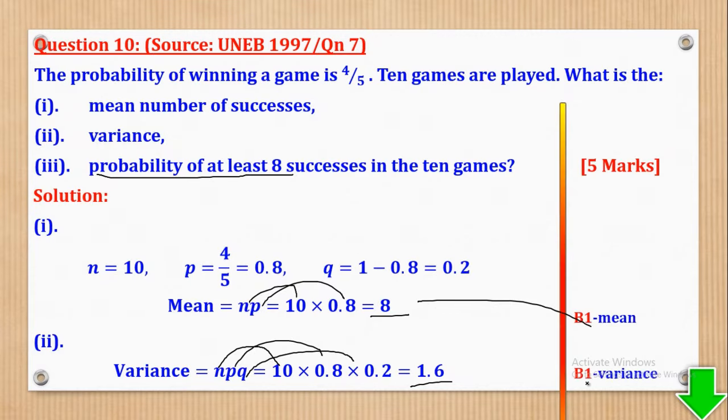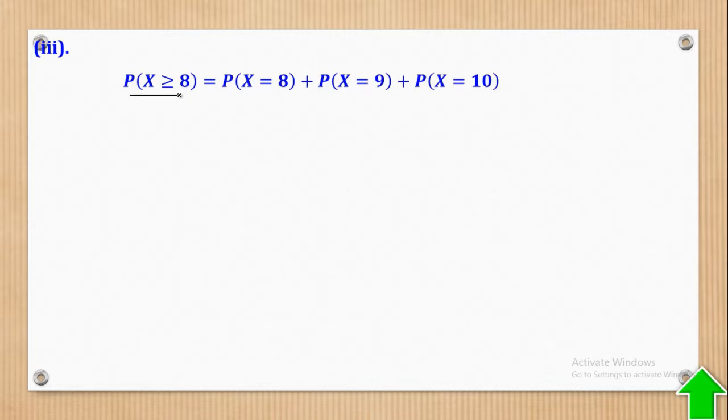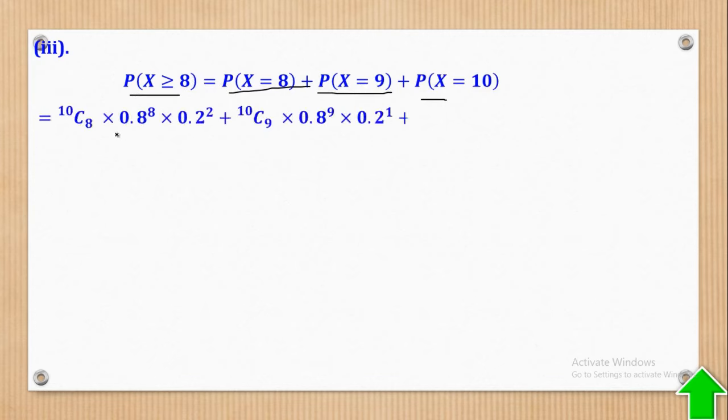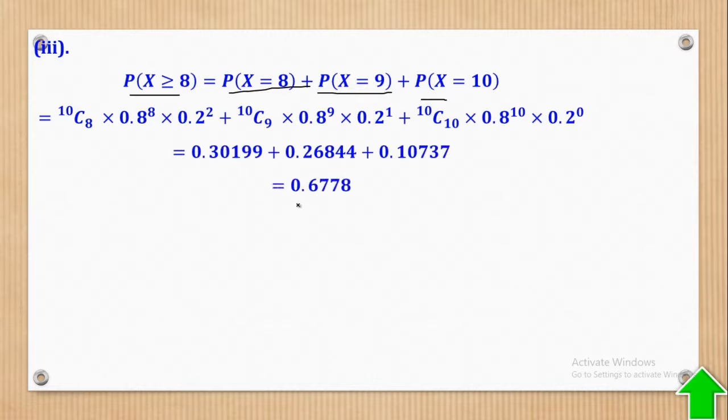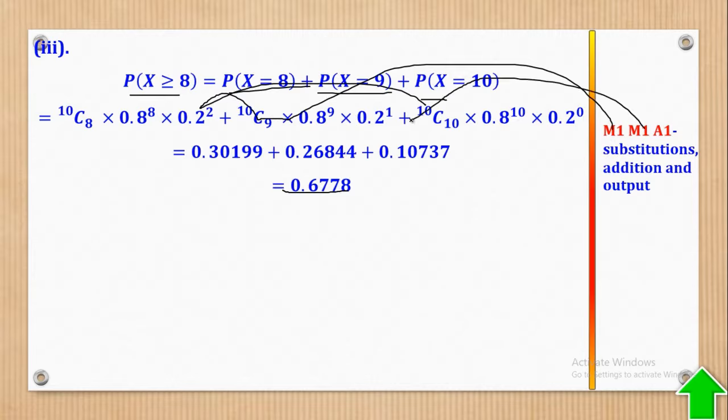So B1 for mean, B1 for variance. So that is probability of x greater than or equal to 8, which is x equal to 8, x equal to 9, x equal to 10. Then we shall use the binomial formula, and after that we shall use the calculator to come up with the probability as 0.6778. So basically that is what they wanted. M1 is for these substitutions, this and that. Another M1 is for this addition, and A1 is for the output.